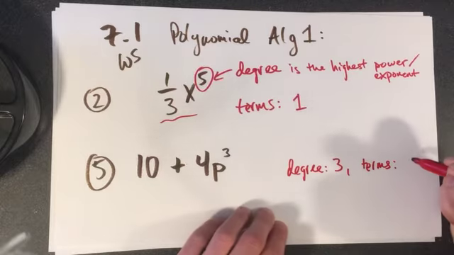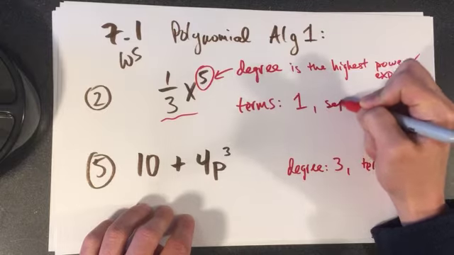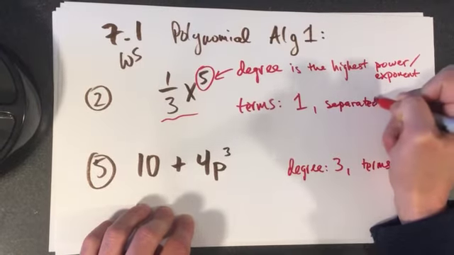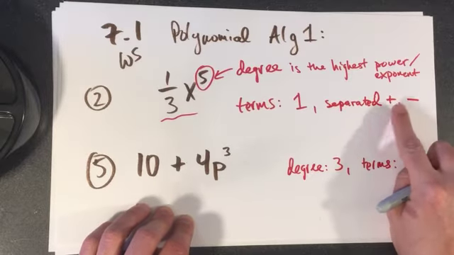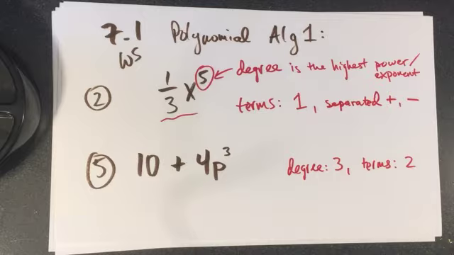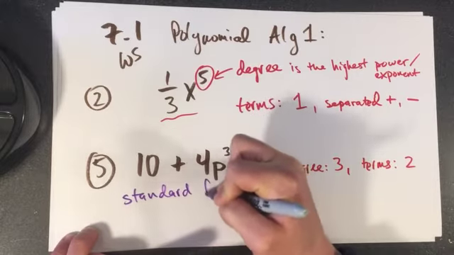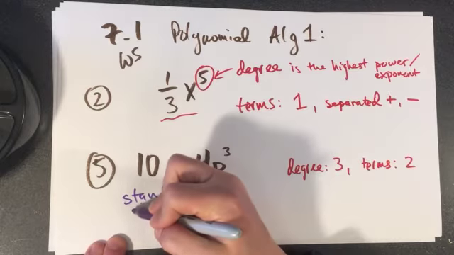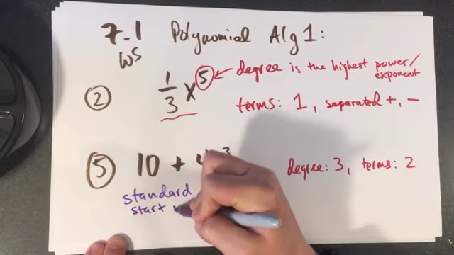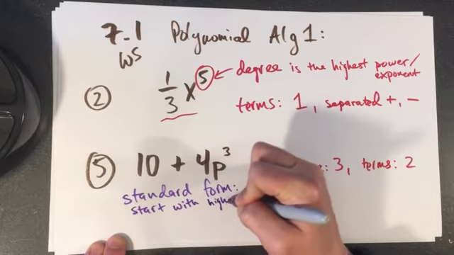Perfect. Number of terms, well, we have 2 because terms are separated by pluses and minuses, right? Addition and subtraction, pardon me, to be perfectly accurate. So we're going to introduce one more thing here. This is called standard form. Standard form is we start with the highest power, which means we start with the highest degree, or highest power, pardon me.